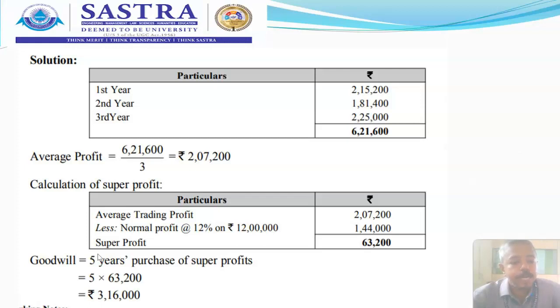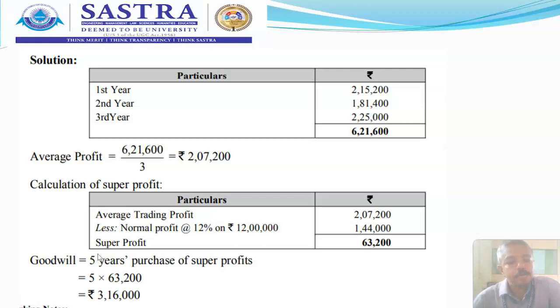Average trading profit, which we have calculated, 2,07,200 minus the normal profit at 12% on rupees 12 lakhs, which is given in the question itself. So 1,44,000. By this we get super profit rupees 63,200. Now value the goodwill. Goodwill means 5 years purchase of super profit. So how does it happen? 5 years multiplied by 63,200. If you multiply this, you will get 3,16,000. That is the value of goodwill.